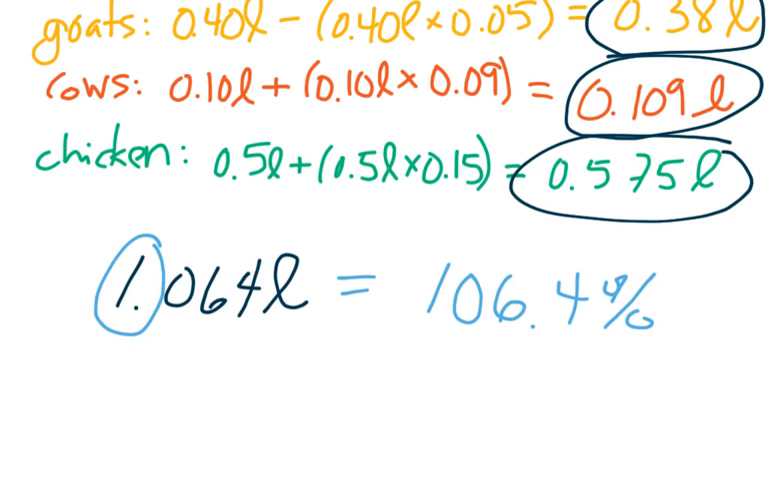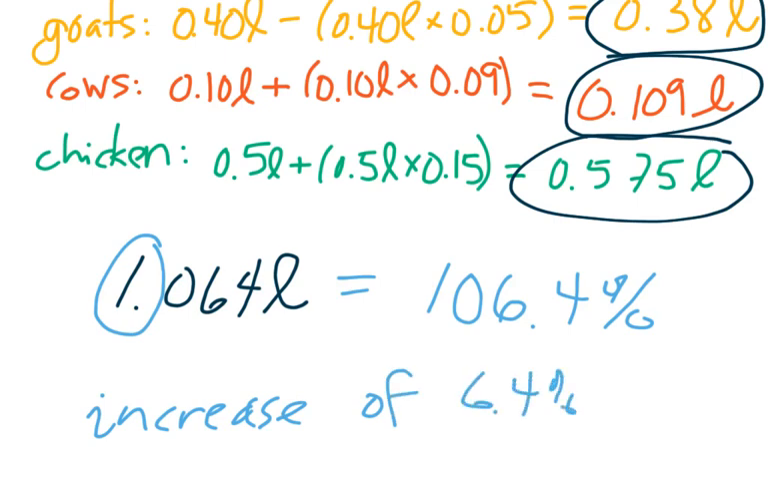So the 100% was already there, it was already included. And what we'll be able to say now then is that there was an increase, even with the goats going down, there was an overall increase of 6.4%. So you have this 100%, which is the amount now, and then you have an increase into the current year.